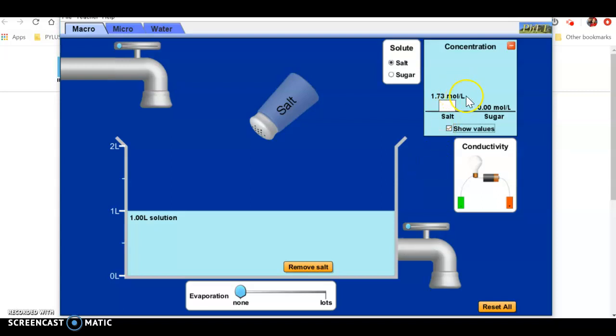So if you know how many moles per liter are there, you should be able to figure out how many grams of salt. Use your brains. Look at your book. Try to figure it out. If you get stuck, send me an email.